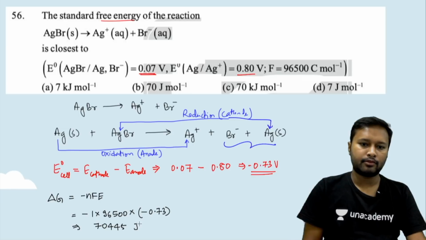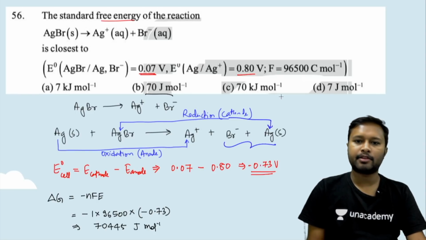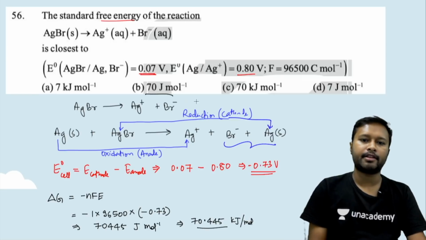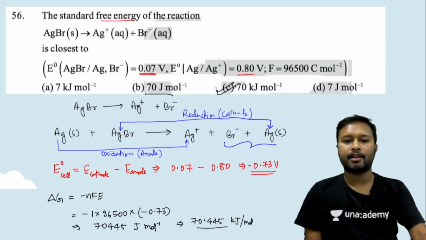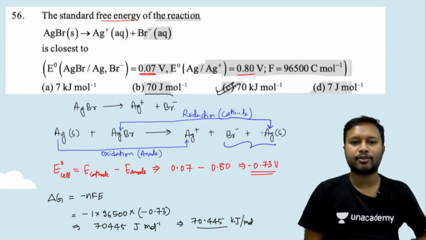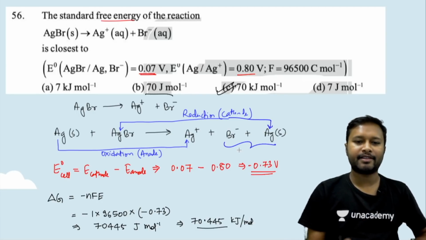So you are going to get 70445 joules per mole. Now if you see the options, in joules per mole you have only 70, which is not the option here. The rest of the options are in kilojoules, so let's convert it into kilojoules. It will be 70.445 kilojoules per mole, or roughly 70 kilojoules per mole. So option number C is the correct option for this. This is how it has to be done. Alright, so it was pretty simple to solve this.